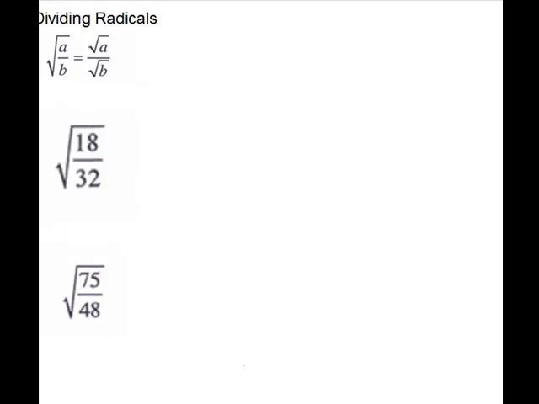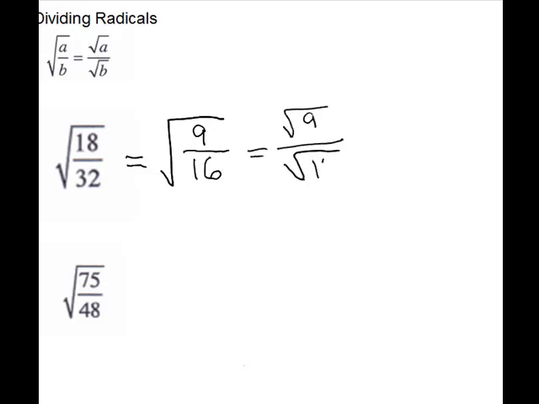Our next two problems have some reducing that we can do before we break the radicals apart if we see it. On the first one, these numbers are both even, so we can divide by a factor of 2. So we will do that, but we'll keep one radical. 2 into 18 will go 9 times, and 2 into 32 will go 16 times. Now we can break it apart, put the radical with the numerator, radical with the denominator. Square root of 9 is 3. Square root of 16 is 4.